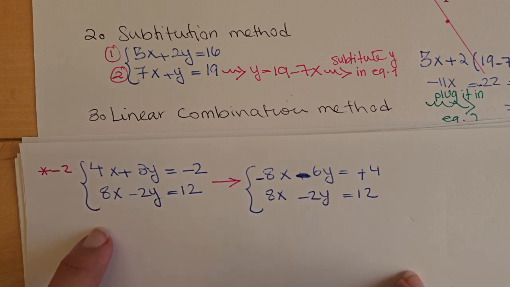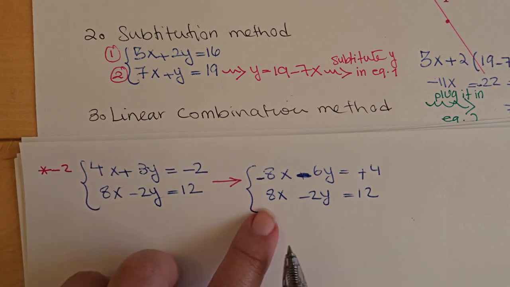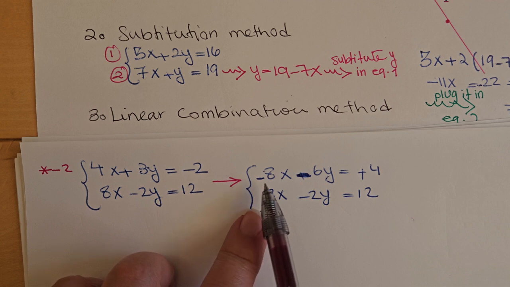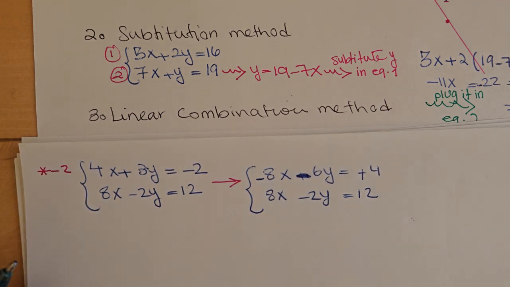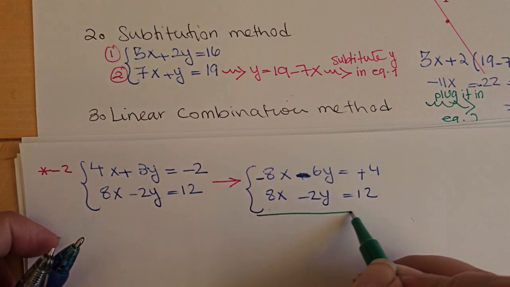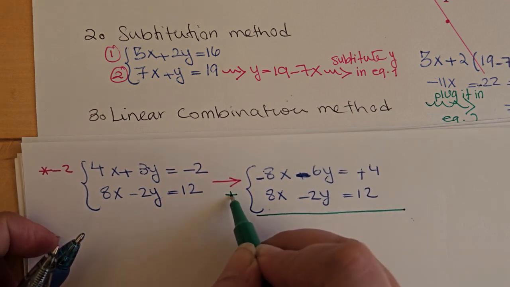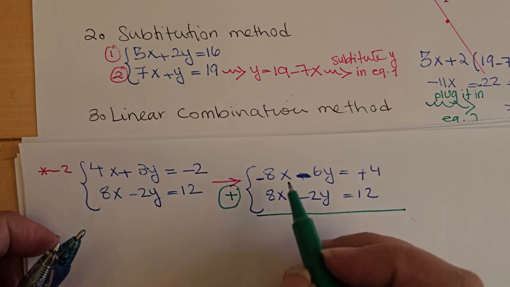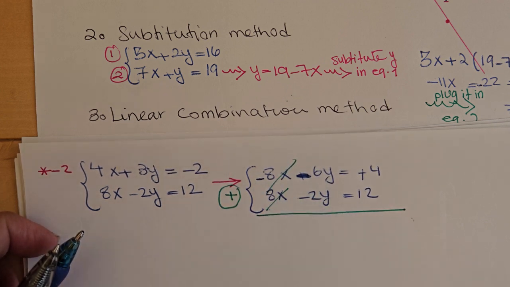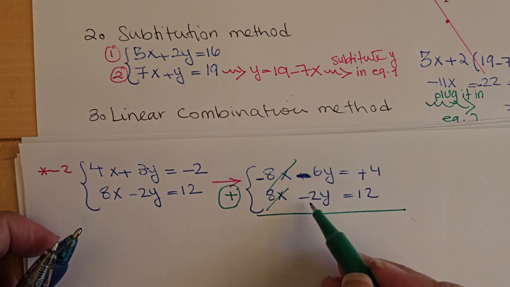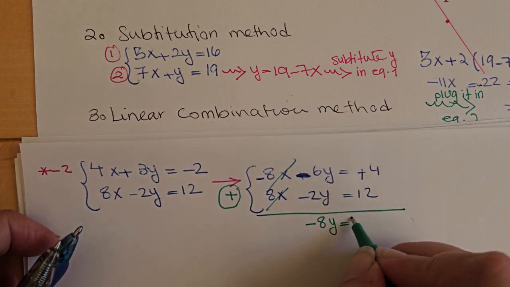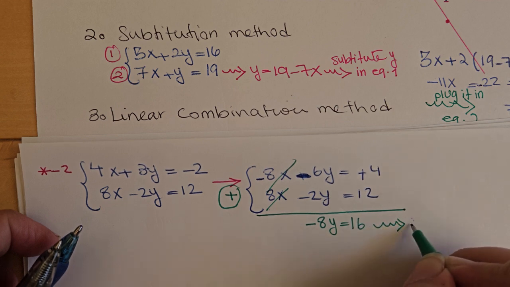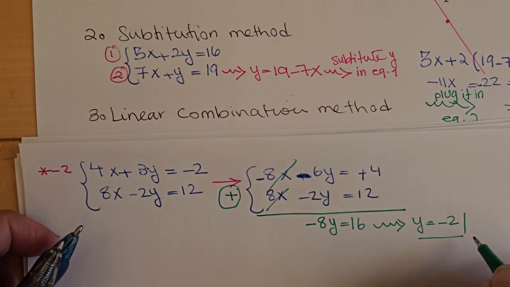Now I have two equations. If you take a look at x, the coefficient here is negative 8, here it's 8. So if I add them together, they will cancel out each other. So now I add these two equations to each other. This will cancel out with this one. Negative 6y minus 2y is minus 8y, and here I have 16. So if I solve for y, the y value would be negative 2.